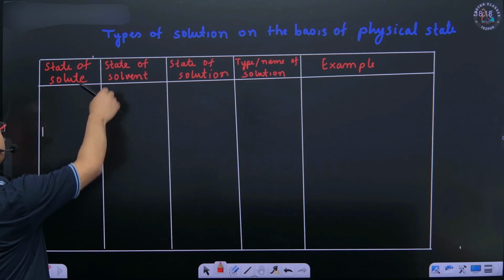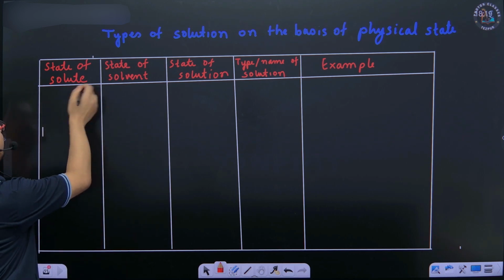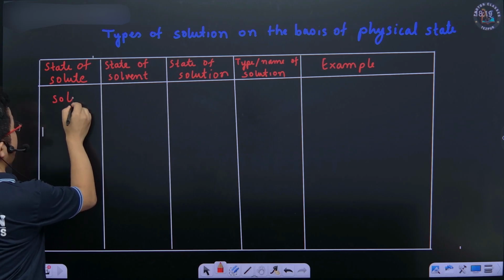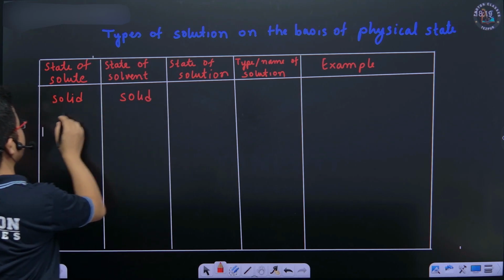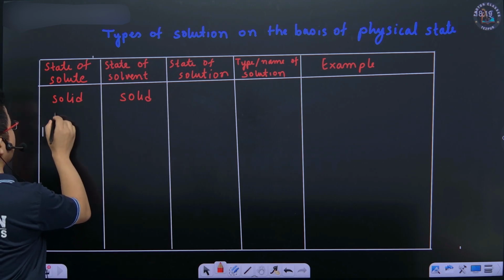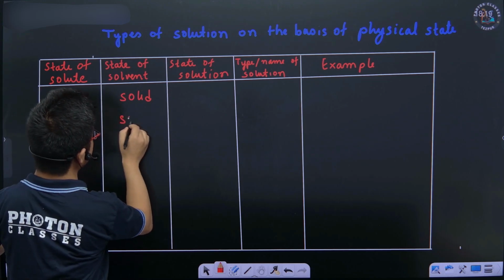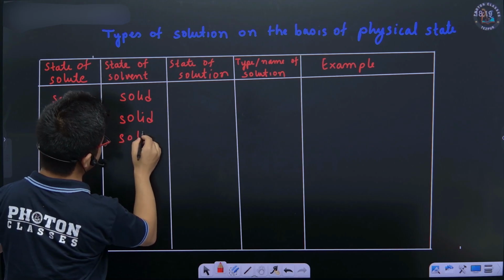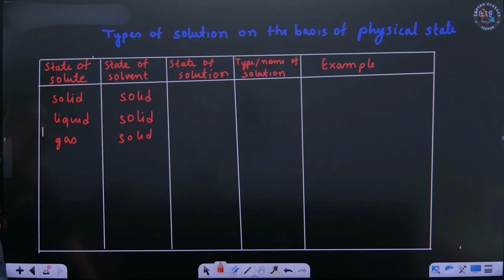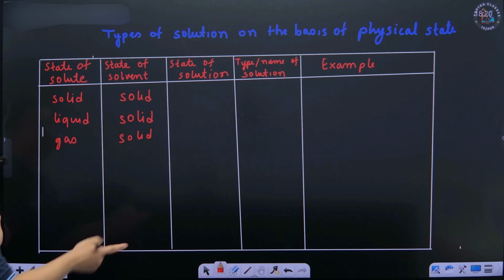I will be keeping the phase of the solvent the same. So now let us classify. The solute can be in solid state and the solvent can be in solid state. Similarly, the solute can be in liquid state, with the solvent in solid state. If the solute is in gas state, the solvent is in solid state. So these are the 3 combinations that are possible for solute and solvent on the basis of physical state if the state of the solvent is solid.